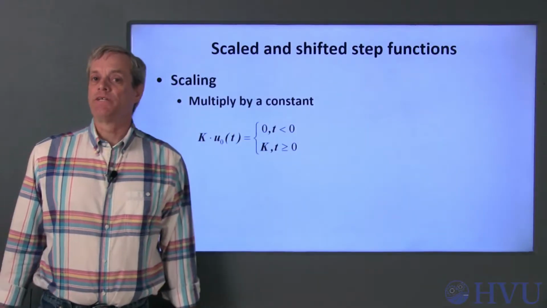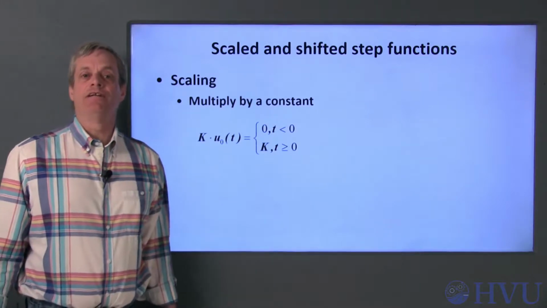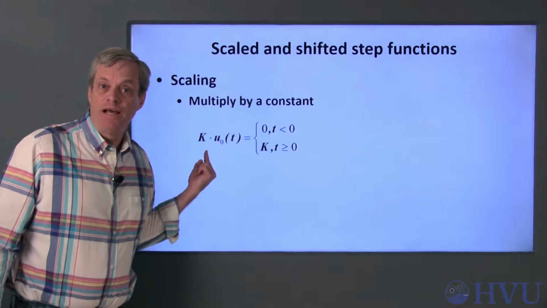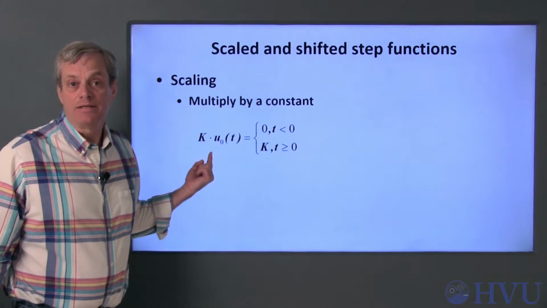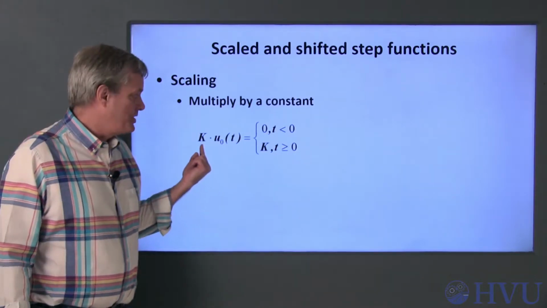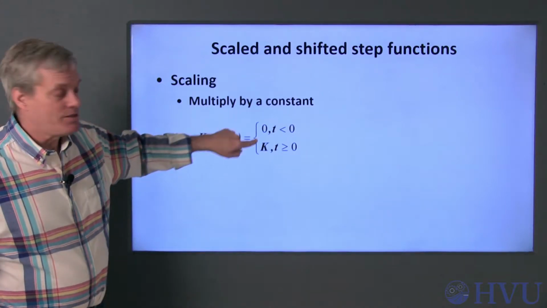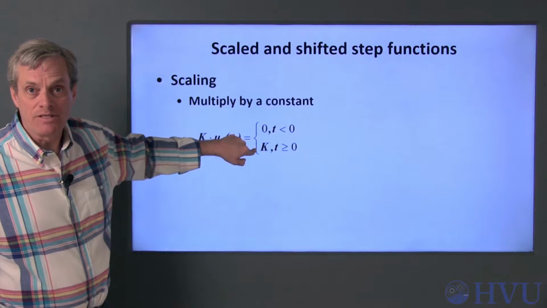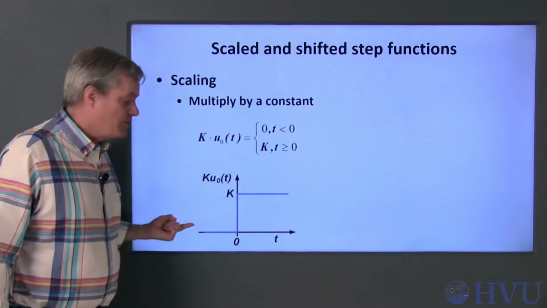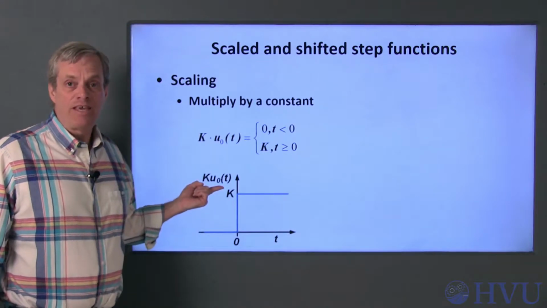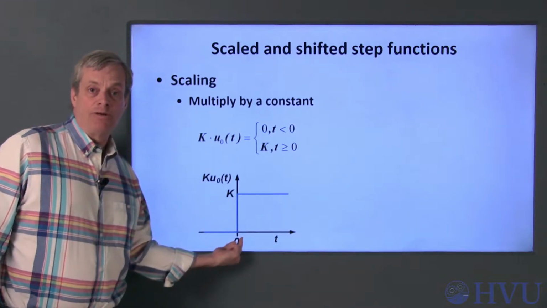Unit step functions can be scaled and shifted to generate other similar functions. Scaling just consists of multiplying the unit step function by a constant. If I multiply the unit step function by k, the resulting function is 0 for t less than 0 and k for t greater than 0. Graphically, the function looks like this. It shifts from a value of 0 to a value of k at time t equals 0.